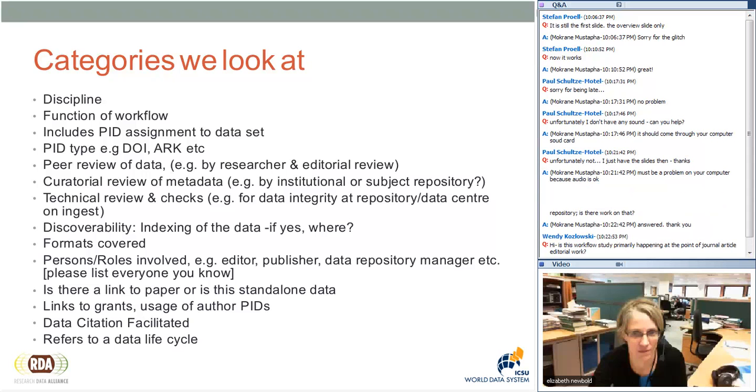Okay, well that's good to know, because we have a lot of participants from data centers, so if you have good workflows to contribute to this working group, please do so. And please contact Elizabeth or one of the other co-chairs about that individually.